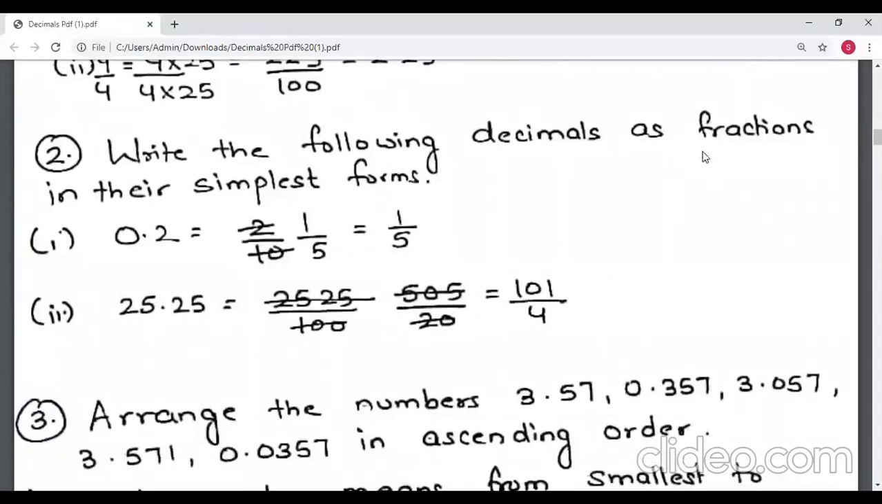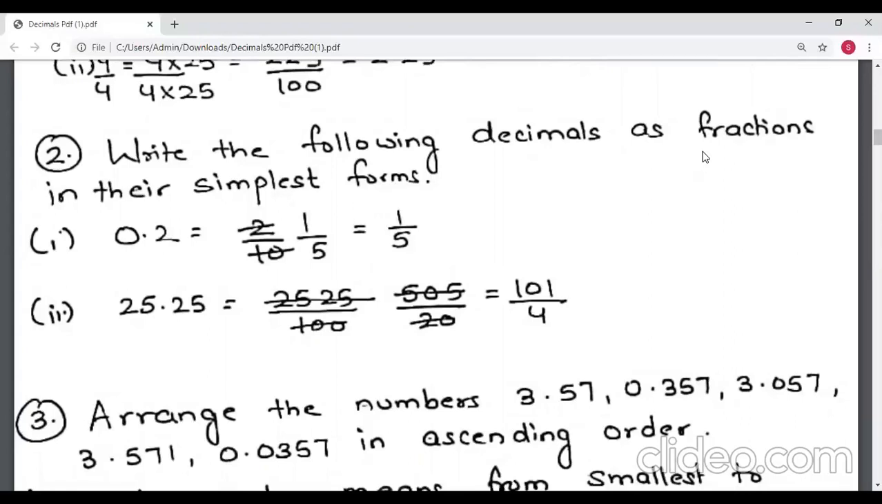Question number 2. Write the following decimals as fractions in their simplest form. First part is 0.2 and this number will be written as 2 upon 10. We'll cancel 2 and 10 by 2 to get the lowest form as 1 upon 5.